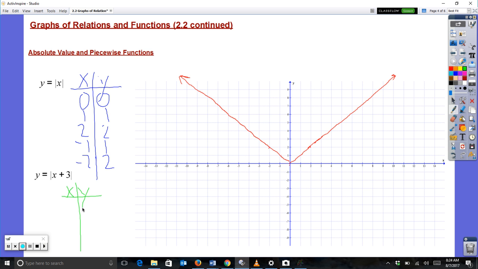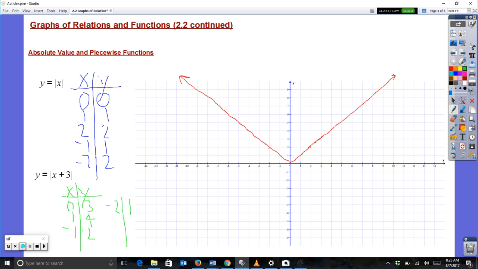And we'll try 0 again. 0 plus 3 is 3. Put a 1 in. 1 plus 3 is 4, so it's growing from there. So let me go to the left a little. How about -1? -1 plus 3 is 2. Absolute value is 2. I'm going to continue my table right here. Go to the left a little bit. -2 plus 3 is 1. Absolute value is 1. Now I'm going to start plotting those points.